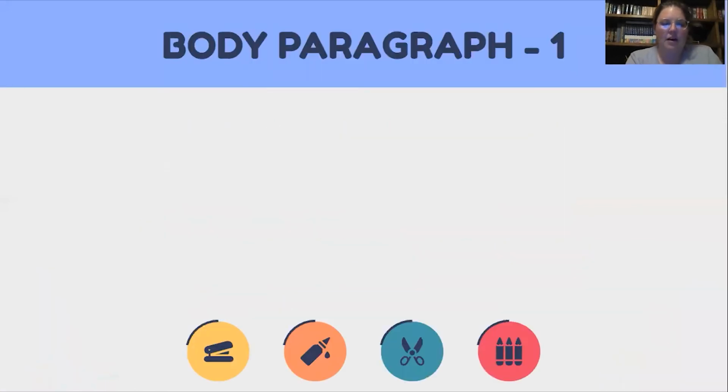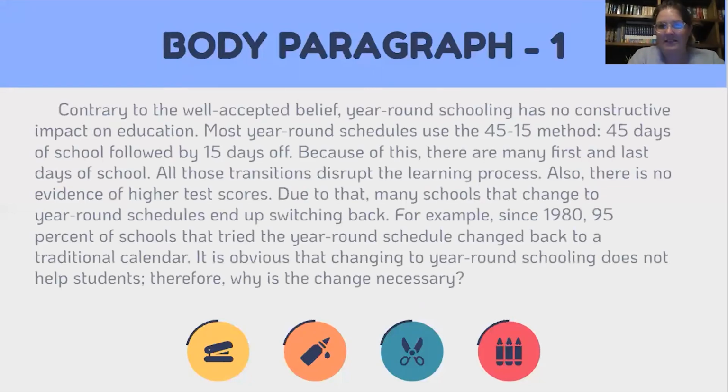For body paragraph 1, we can claim that there's no academic benefit to year-round school. Most people would state that year-round school is beneficial to students and helps them be smarter, so the author can use this as a counter argument here. Do you think that is effective? Let's go ahead and read a sample paragraph that this body paragraph might look like in this essay.